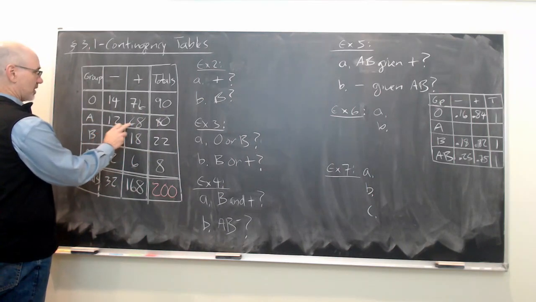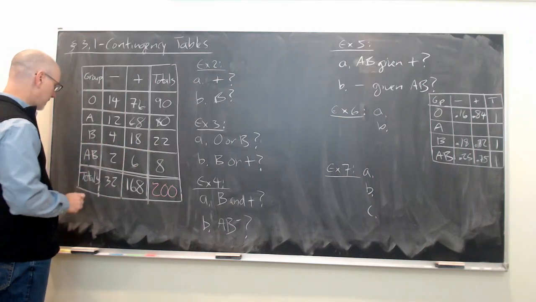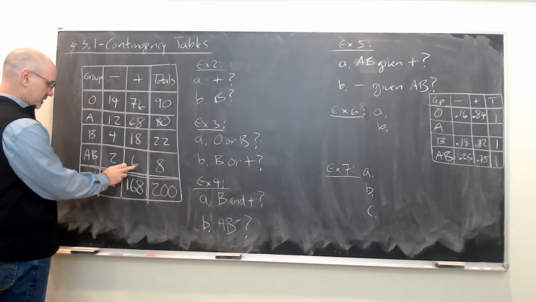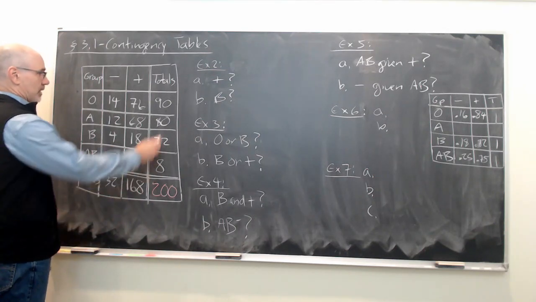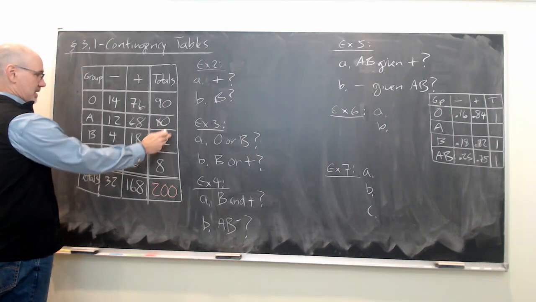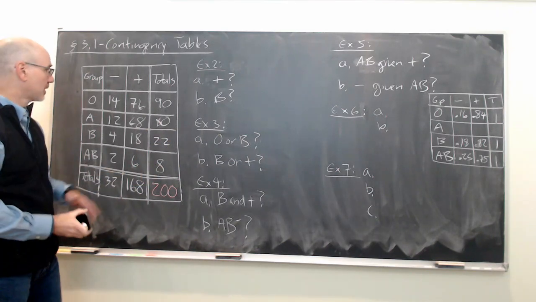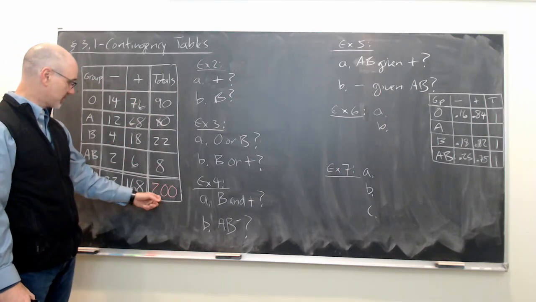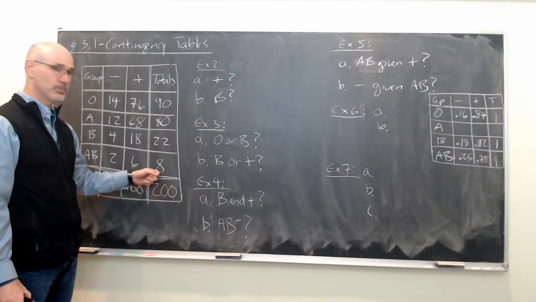Type A is 12 plus 68, or 80. Type B is 4 plus 18, or 22. And type AB is 2 plus 6, which equals 8. So we have 90 O's, 80 A's, 22 B's, and 8 AB's. If you total those all up, you get 200. So 90 plus 80 is 170, 192 plus 8, 200.